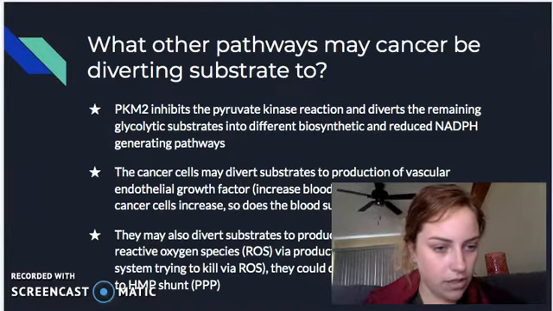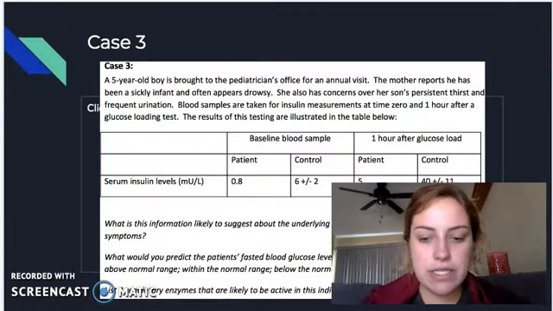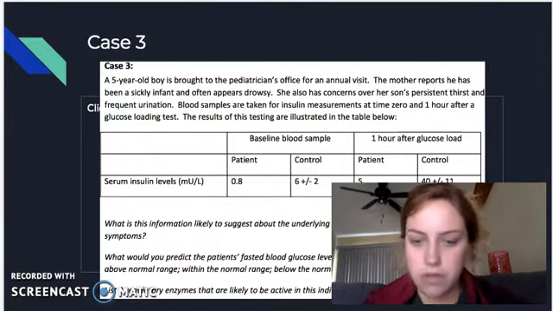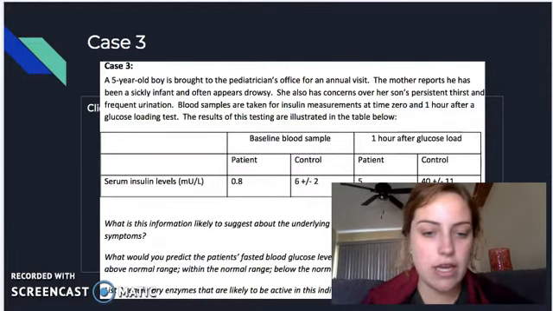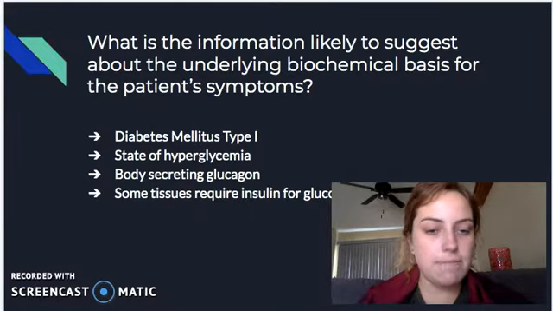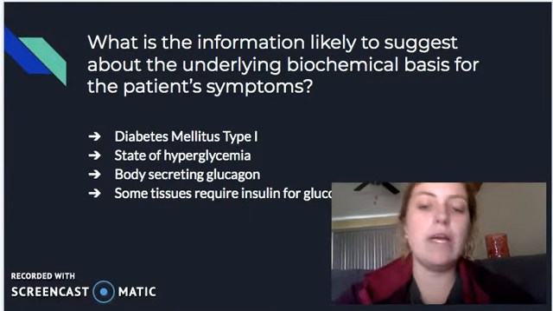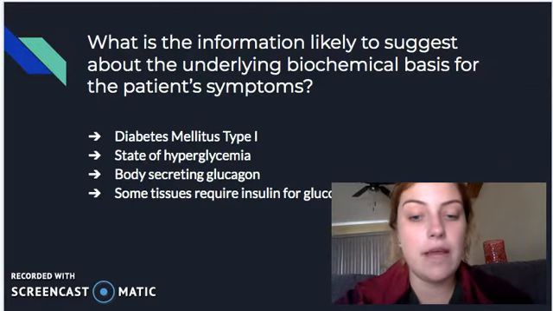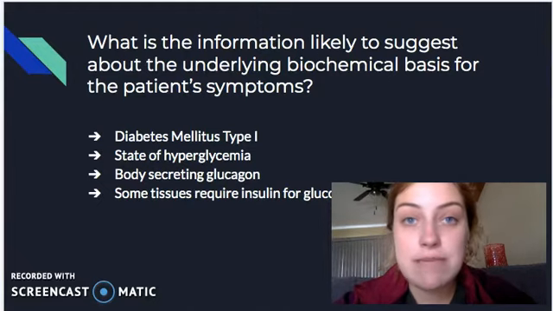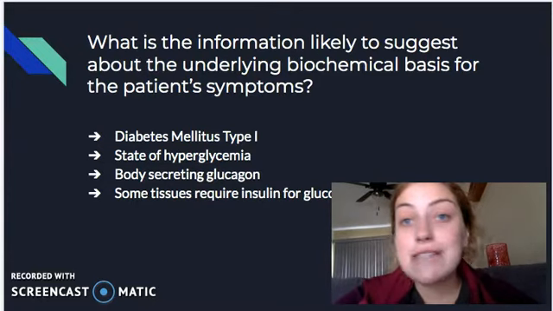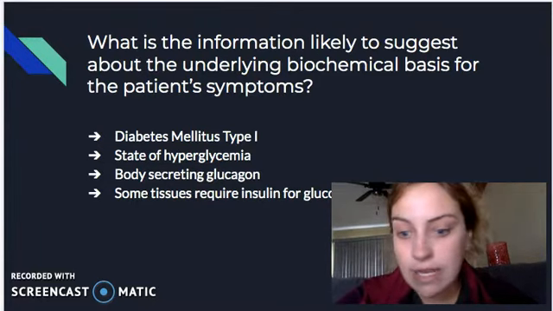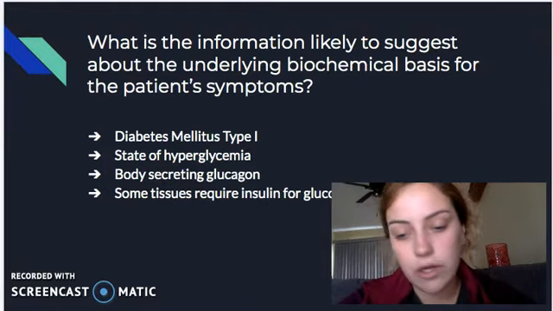Okay, so moving along. Case 3. So case 3 was pretty much about a boy, his blood glucose samples were taken, persistent thirst, frequent urination, very drowsy. So for the first part of this question, what is the information likely to suggest about the underlying biochemical basis for the patient's symptoms? Pretty much, it seems like the patient is showing symptoms of diabetes mellitus type 1. The patient is in a state of hyperglycemia because he's not producing any insulin to bind that glucose and get it out of the blood.